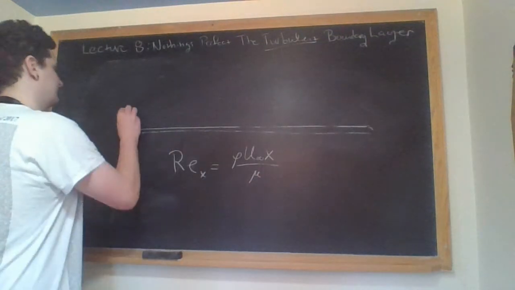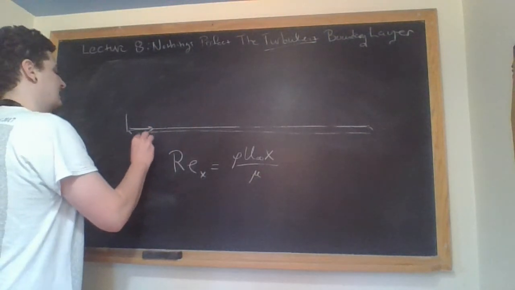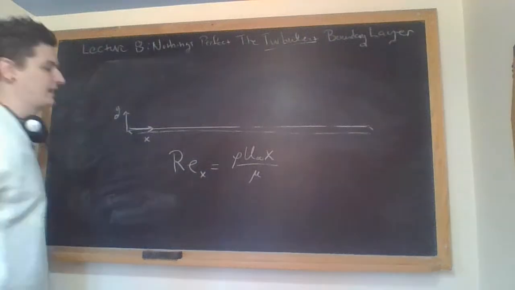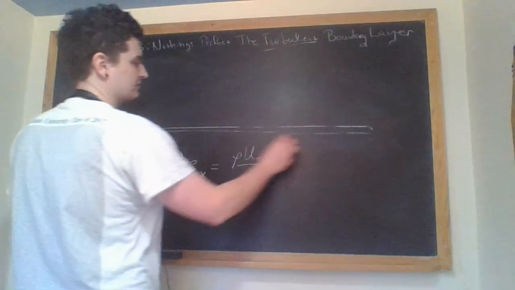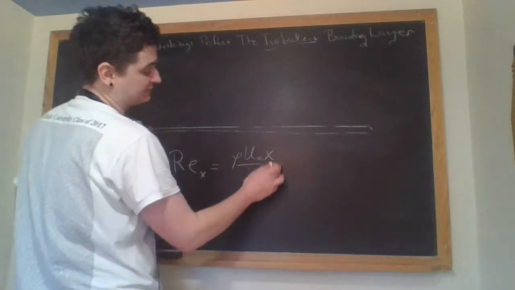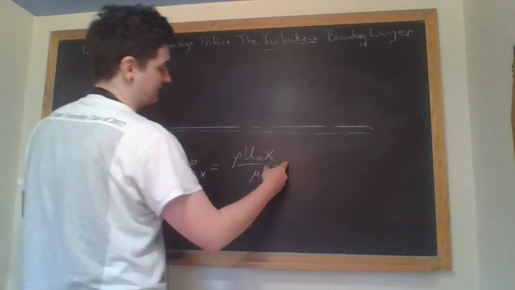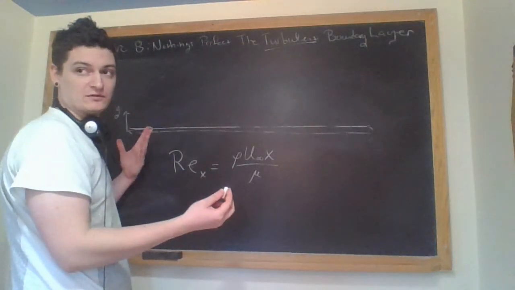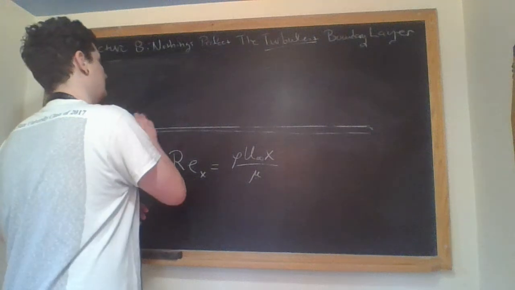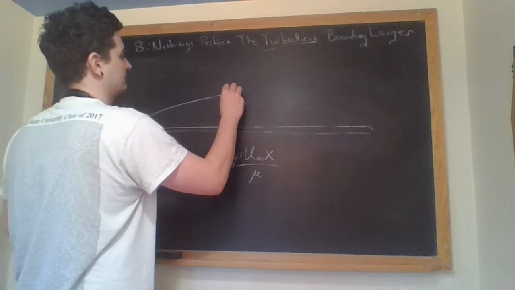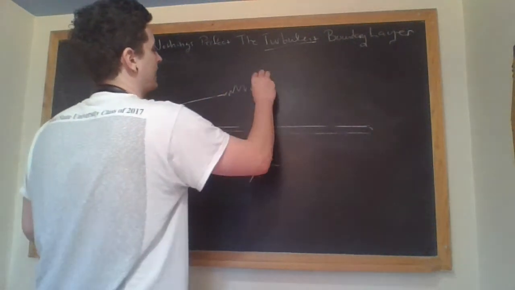So it's x. Here, this is my x, this is my y. Okay? So if this grows and grows and grows, it's just linear with x, that means eventually it's going to hit that critical value and it will go turbulent. So what you get is this region right here. Don't know what happens there.